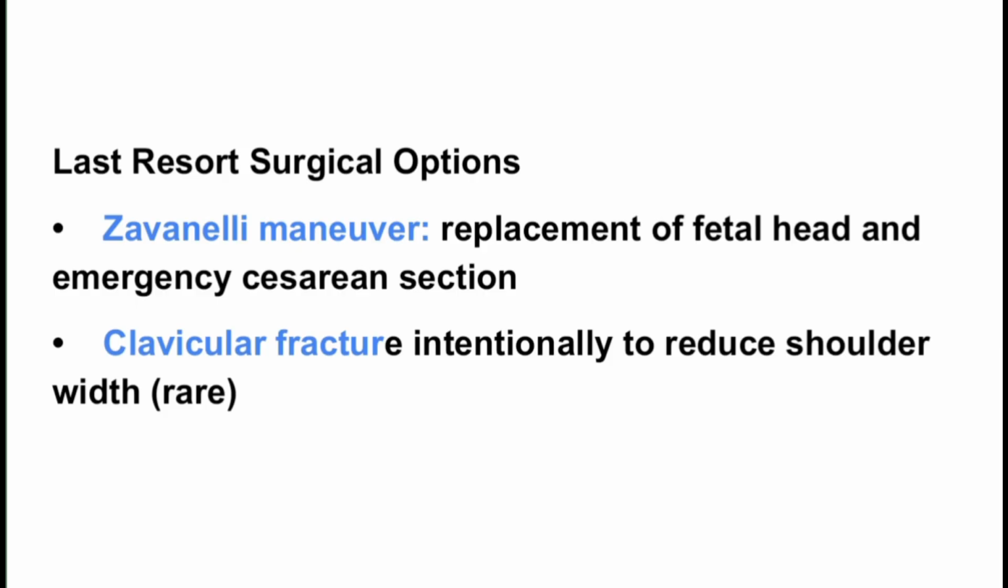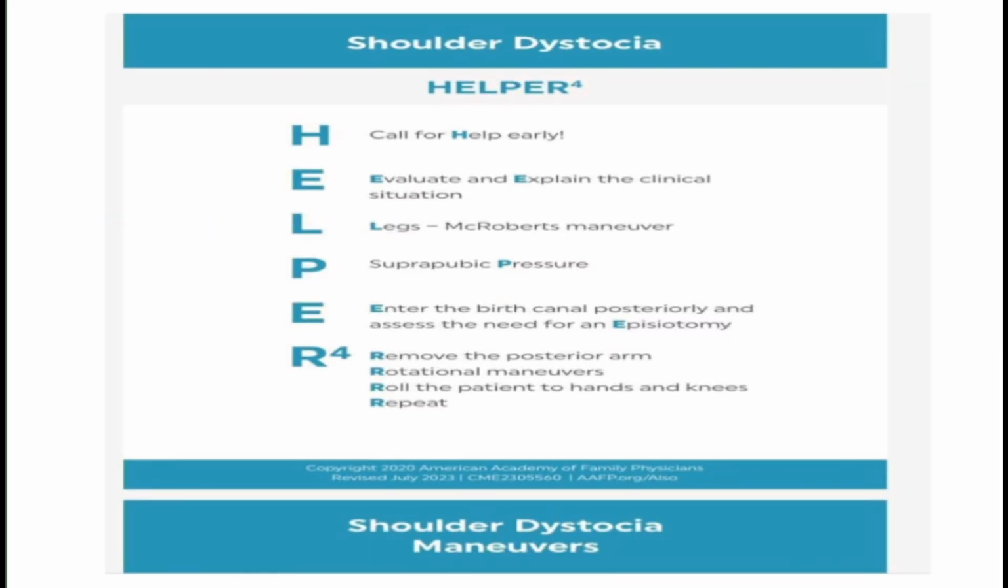Okay, so with that being said, we can look at a simple mnemonic which can help us remember all these maneuvers. The mnemonic we're going to be using is HELPER. So we're going to call for help. We're going to evaluate and explain the clinical situation. We're going to perform our McRoberts maneuver. We're going to apply suprapubic pressure. We're going to enter the birth canal posteriorly and assess the need for episiotomy.